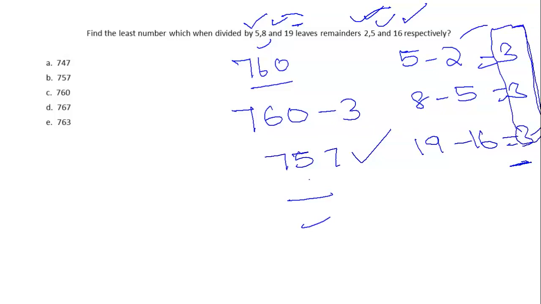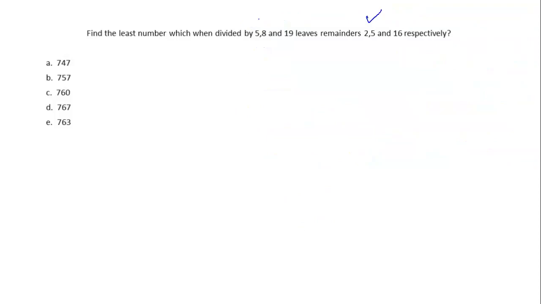But the option which gives you the answer faster can be asked is 2 as the remainder when I divide it by 5. It should give you 2 as the remainder when I divide by 5. So what you understand is minus 2 when I divide by 5, which means the number minus 2 should be divisible by 5. The options minus 2, my remainder should be 745. This will be 755. This will be 758. This will be 765. And this will be 761.